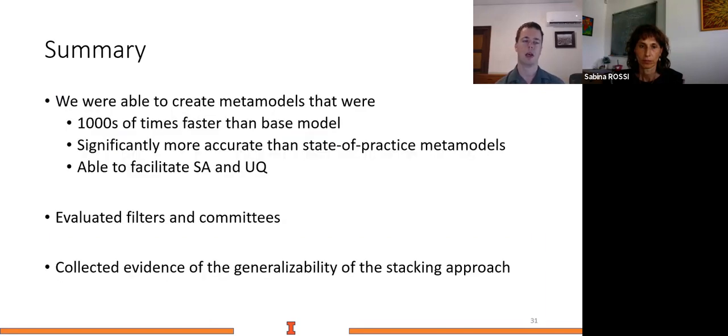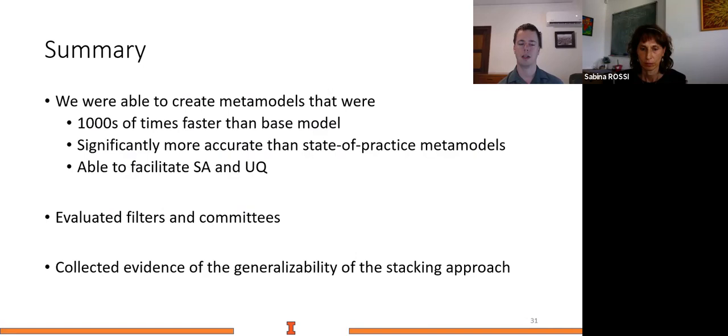In conclusion, we were able to create metamodels that were thousands of times faster than the base model, significantly more accurate than the former state of practice metamodels that were used in related work, and able to facilitate sensitivity analysis and uncertainty quantification.